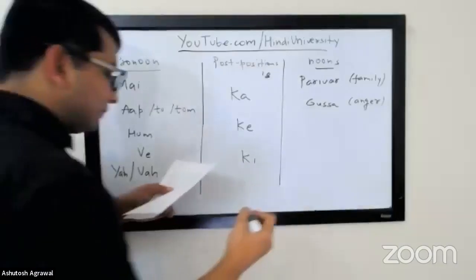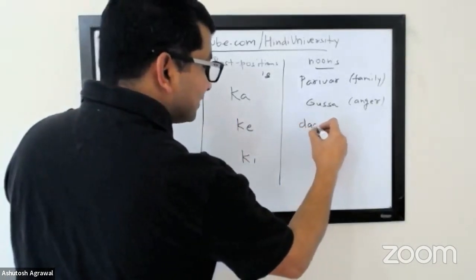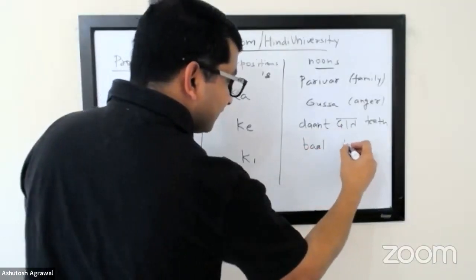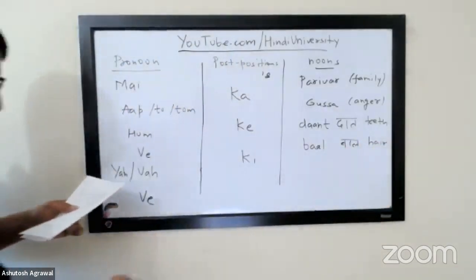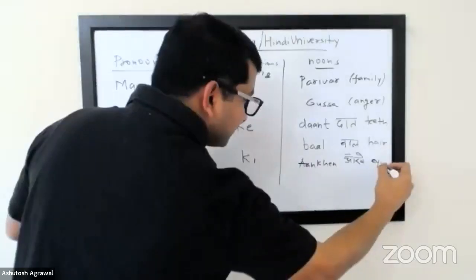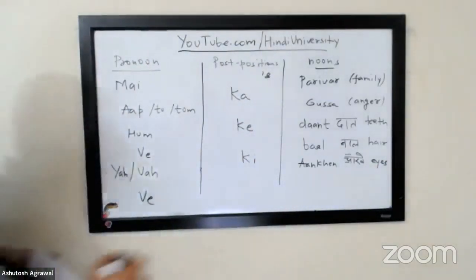Okay, and the third one I have is dant. What is dant? Teeth. Very good. Similarly, you have bal. Hair. Wonderful. And then have some more, which is aankhein. Eyes. Very good. Good job. And then I have some more, which is basically samay. Time.